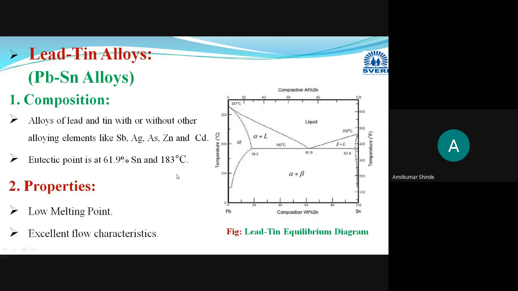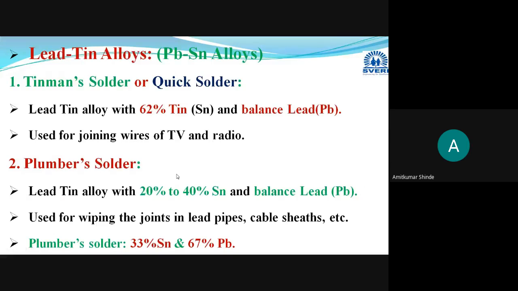So for each, you have to write in this way: first, you have to write the composition, then properties. Composition I have mentioned here, and properties will be common for all four types of solder materials. That is, they will have a low melting point and they will show excellent flow characteristics. And applications, from their name itself, you can write their applications. So these are the four types of lead and tin alloys. In this way, we have completed this part. Only this much is in your syllabus for lead and tin alloys.